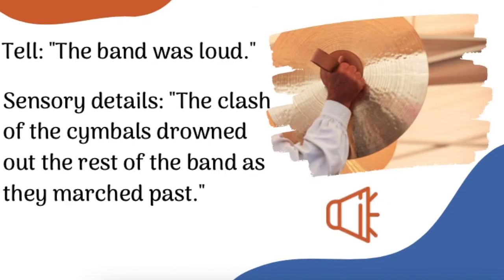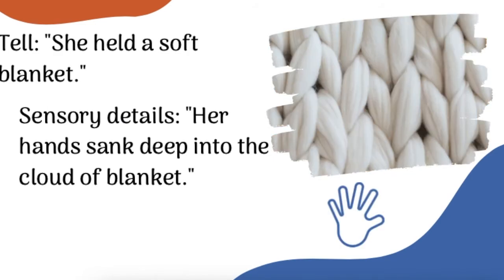When we say show, don't tell, we're talking about visual sensory details, but it's the same with any of the 5 main senses. You could make them experience it through sound. So instead of saying the band was loud, I could say the clash of the cymbals drowned out the rest of the band as they marched past. I could tell my readers she held a soft blanket, but I could make them experience it by saying her hands sank deep into the cloud of blanket.